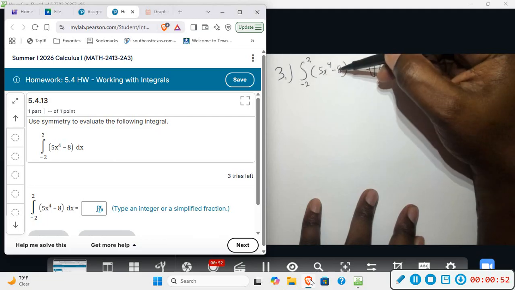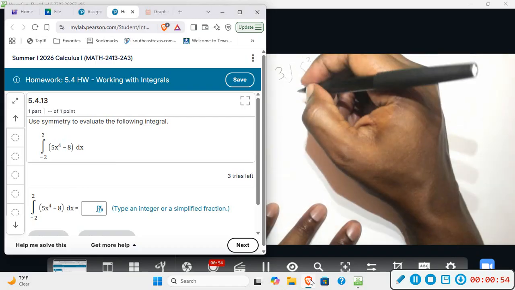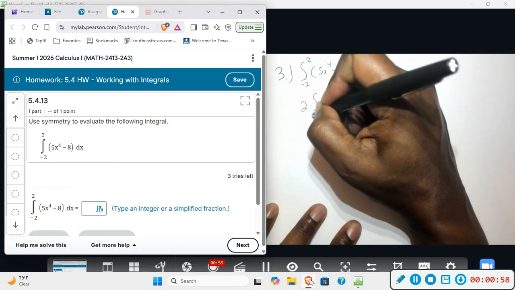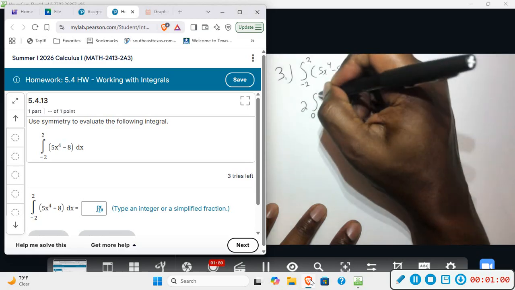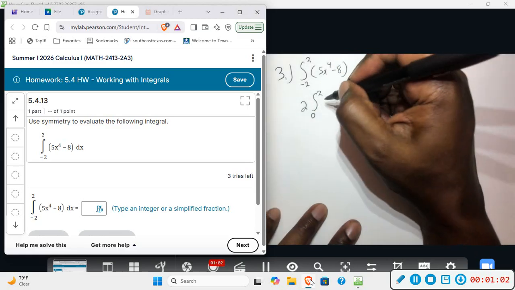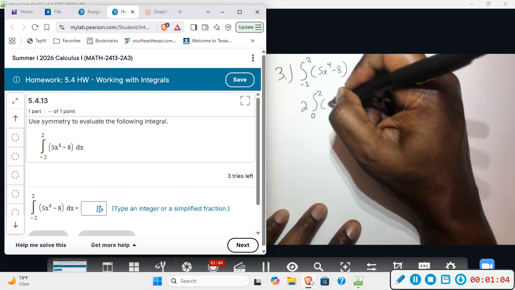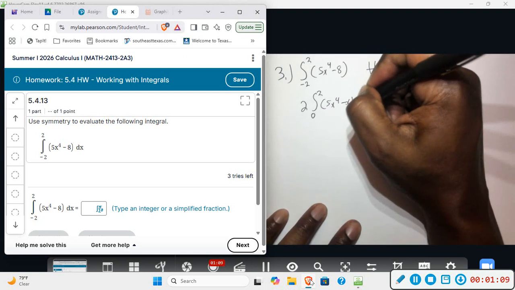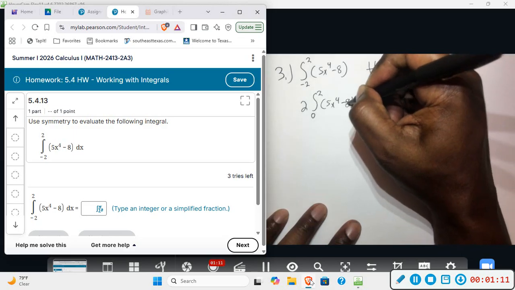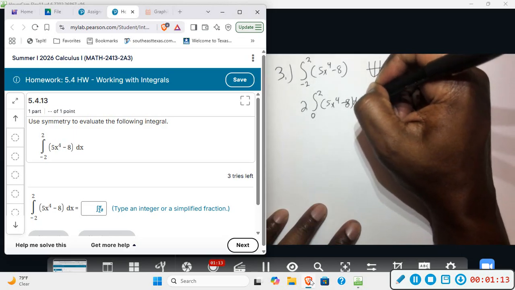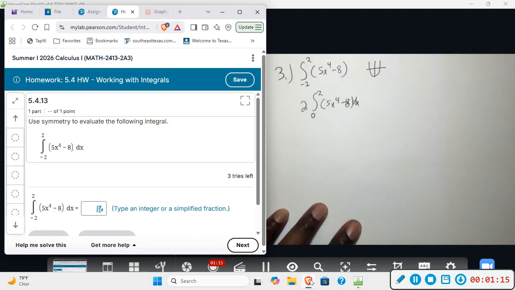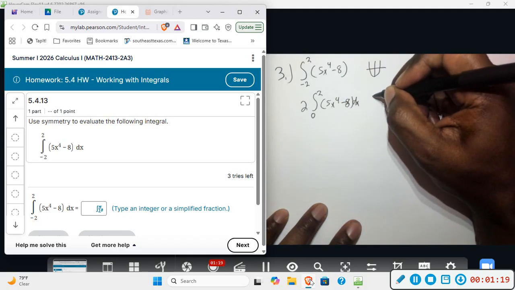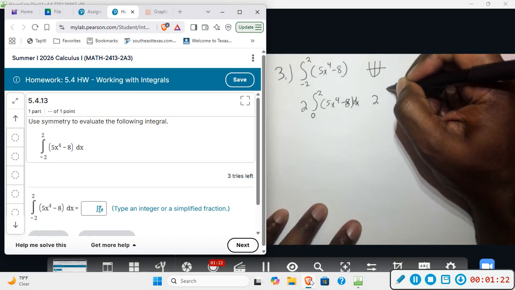and therefore we can solve this by just doing 2 times the integral from 0 to 2 of 5x to the 4th minus 8 dx. That's what I should say. All right, so we're going to do the power rule. We're going to add 1 and then divide by that. So this will give us 2 times.